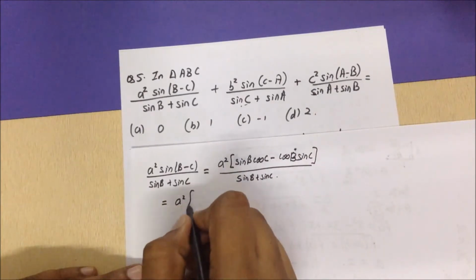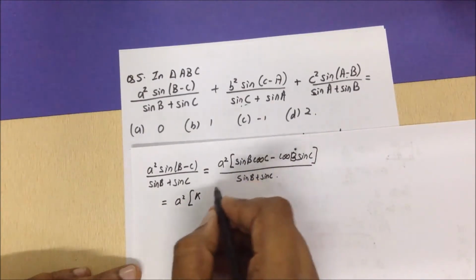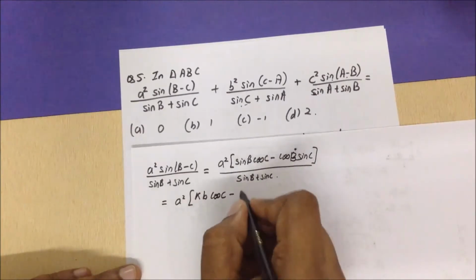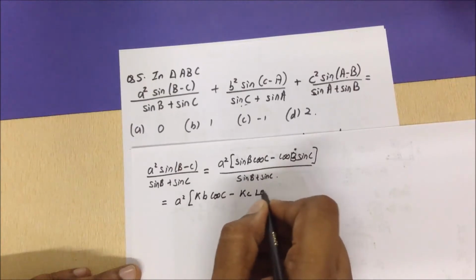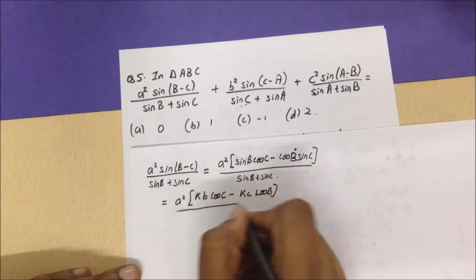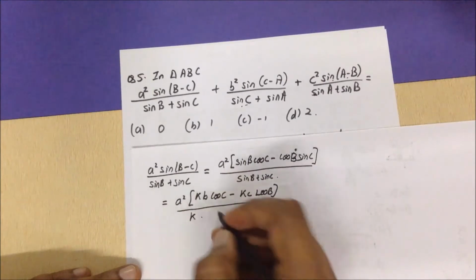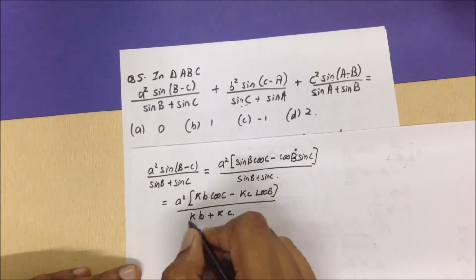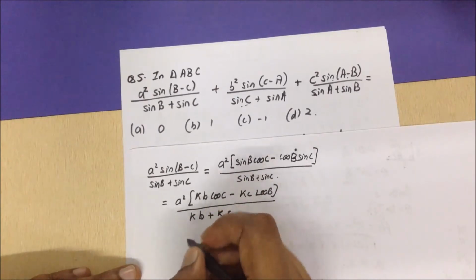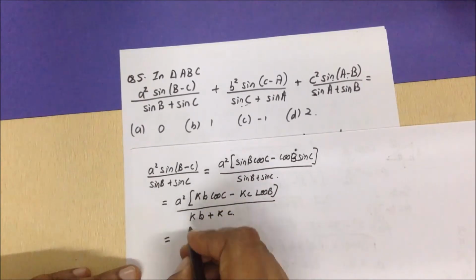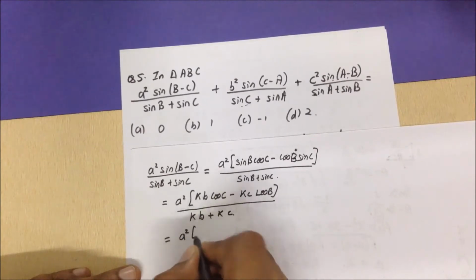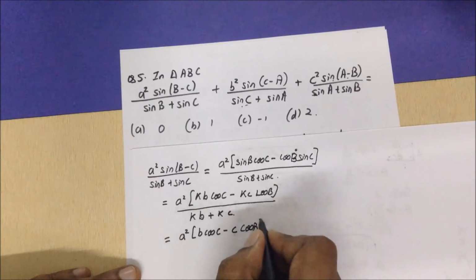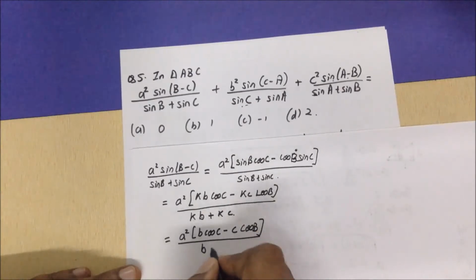So a square outside. Using your sine rule for the sine terms, you will be having kb for this cos c minus kc for this cos b divided by a kb plus kc. So now what you can do is you can take the k common and that's going to be cancelling out with each other. So we'll be having a square into b cos c minus c into cos b divided by b plus c.